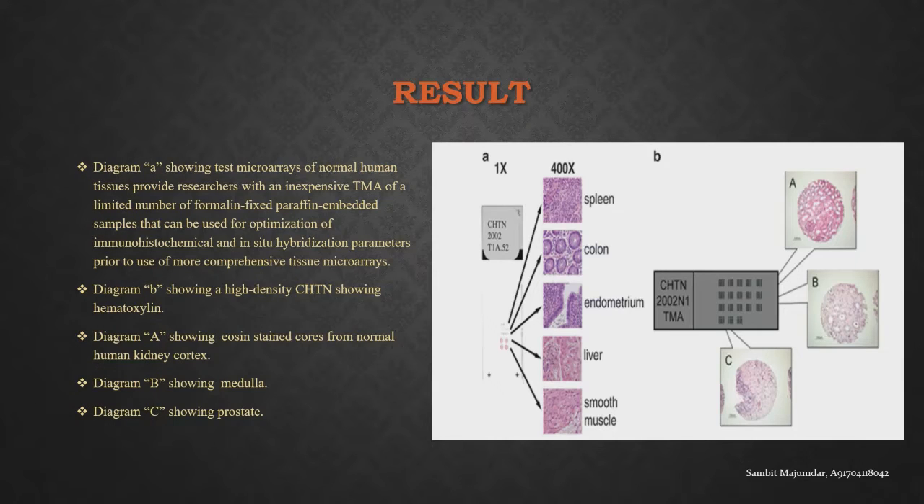This is a result taken from one of the articles in which they have used tissue microarray for their analysis. Diagram with capital A labeling eosin stained cores from normal human kidney cortex, capital B showing the medulla, and capital C showing a prostate.